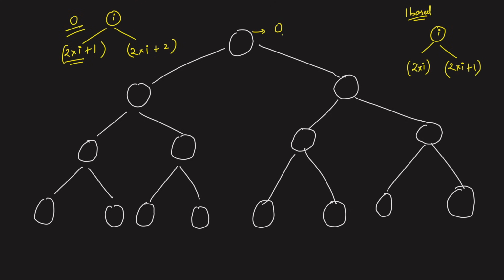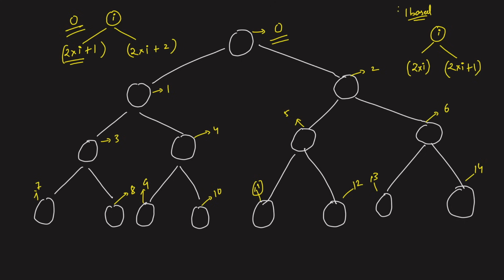So if I'm taking 0, the left guy will have 2 into 0 plus 1. So this becomes index 1. The right guy will have 2 into 0 plus 2, so this becomes 2. For here, the left guy will have 2 into 1, that's 2, plus 1. So this becomes 3. 2 into 1 plus 2, this becomes 4. 2 into 2 plus 1, this becomes 5. 2 into 2 plus 2, this becomes 6. Similarly, 2 into 3 plus 1, this becomes 7. This will become 8, this 9, this 10, this 11, this 12, this 13, and this 14. So this is how you can do the 0 based indexing.